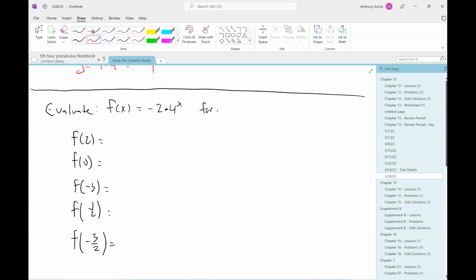Okay, so let's just look at an example. Let's say our exponential function is f of x equals negative 2 times 4 to the x. And we want to evaluate f of 2, f of 0, f of negative 3, f of 1 half, f of negative 3 halves. So what does it mean when I write f of 2 like this? Just plugging the number inside the f into the x spot, right?